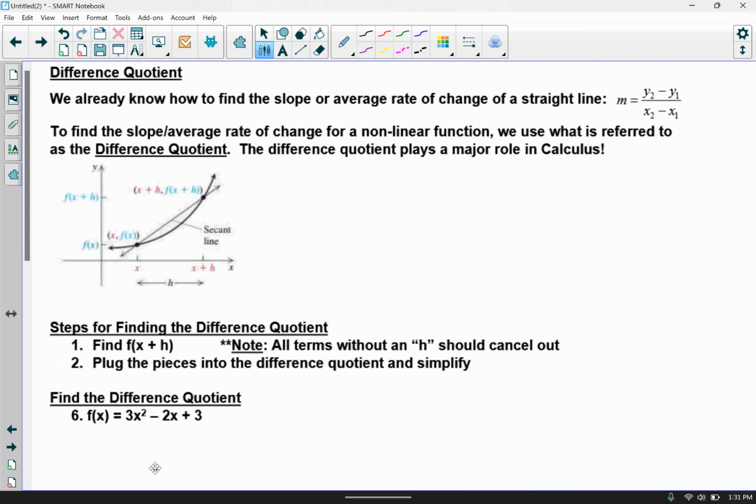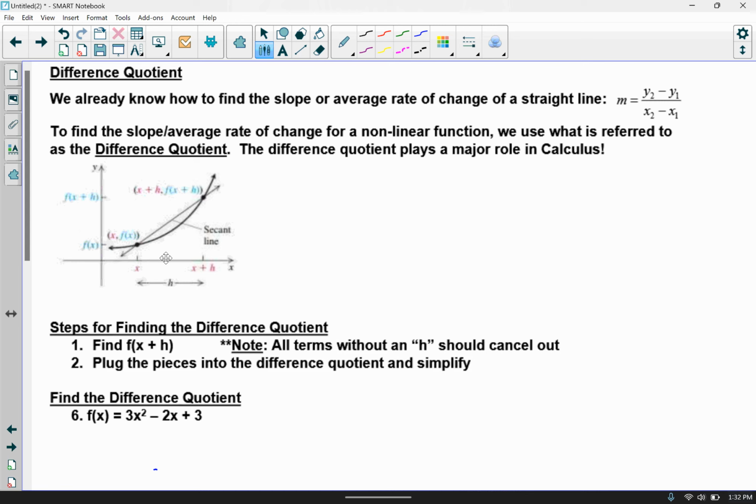because what it allows you to do in calculus is to find the slope of a non-linear line. So if you think about it, we already know how to find the slope or average rate of change of a straight line, given this formula here, right? Everybody should know this formula. Slope's y2 minus y1 over x2 minus x1. Well, if you don't have a straight line, how do you find the average rate of change between 2 points?